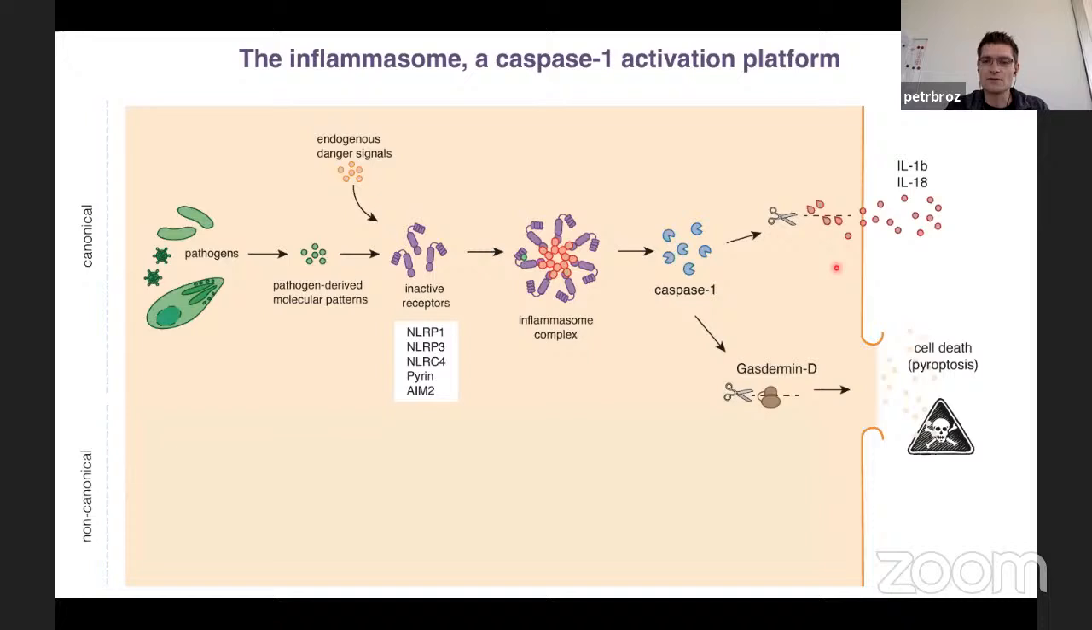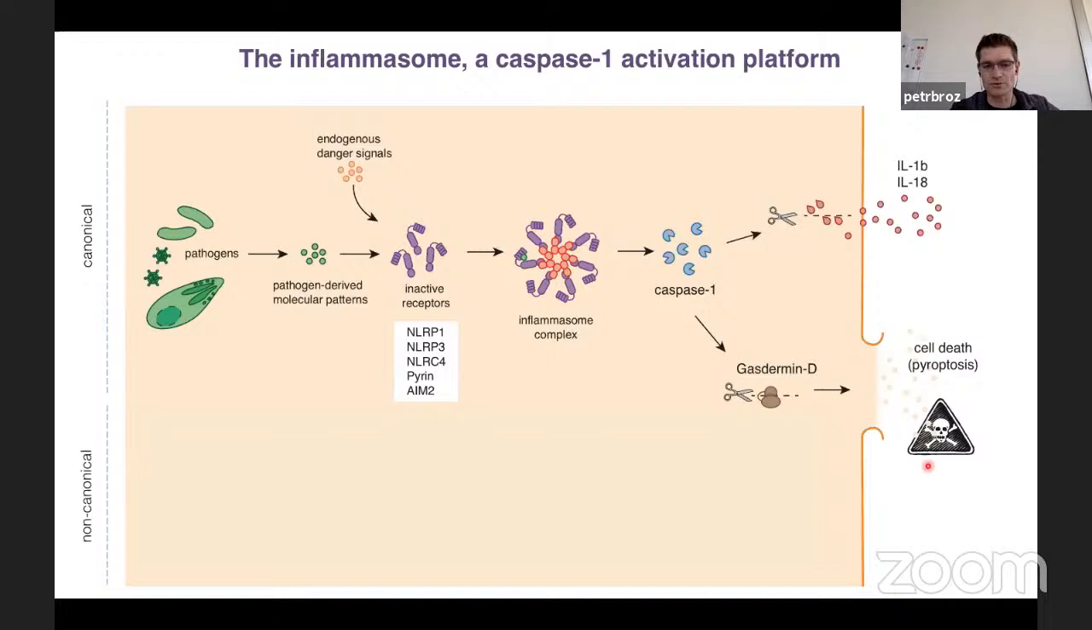So these need to be cleaved to be bioactive, because in their pro form, they cannot bind to the receptor, so the pro-domain needs to be cleaved off by the caspase to make these cytokines active. And more interesting for today, the caspase will also cleave this protein here, gasdermin D, which will eventually cause pyroptotic cell death, which is a lytic type of cell death where the membrane eventually ruptures.